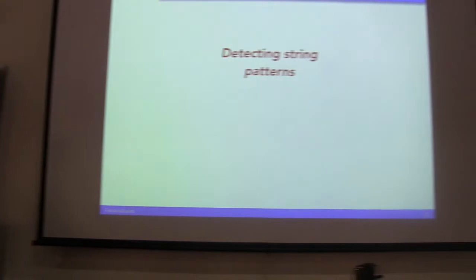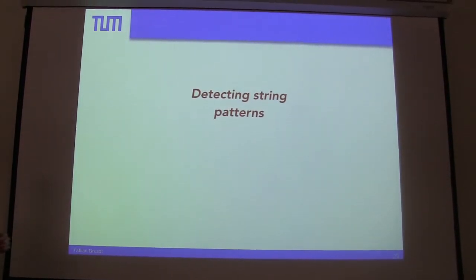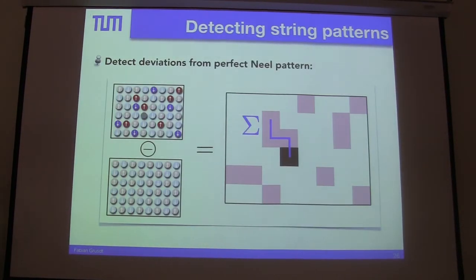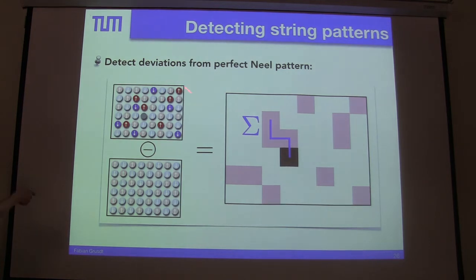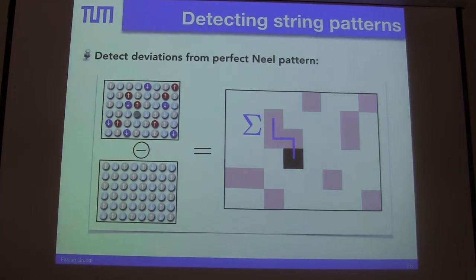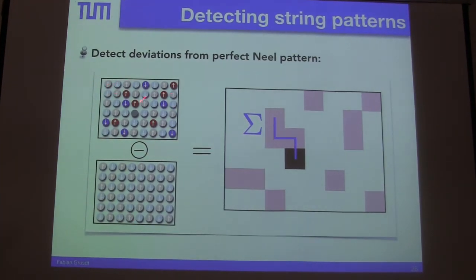Okay, so now I want to show you some results, how you can actually detect these string patterns. And the way we do this is pretty easy. So we look at a snapshot like this. We basically see up and down spins, and sometimes there's a hole, and there's some noise, right? If you look at this, this is not a perfect checkerboard pattern.